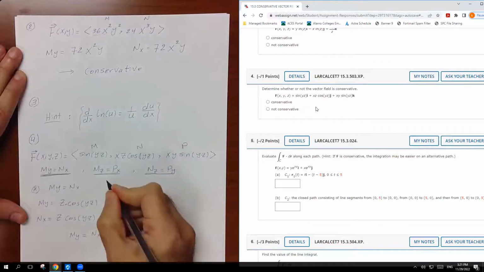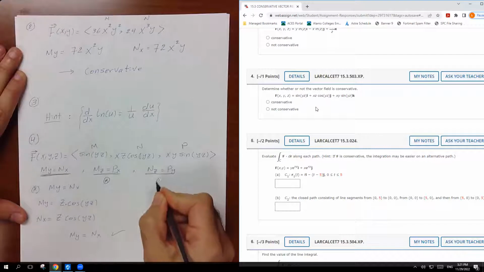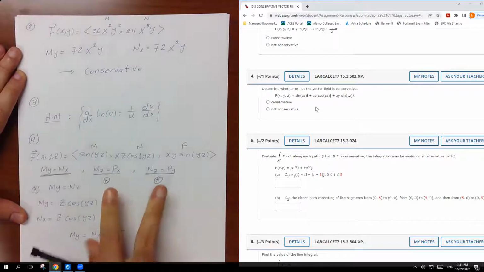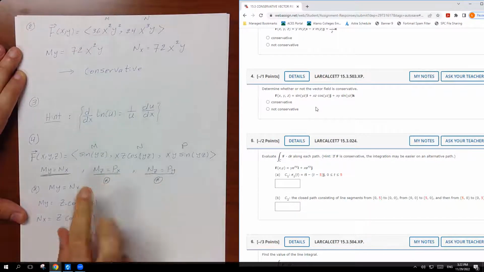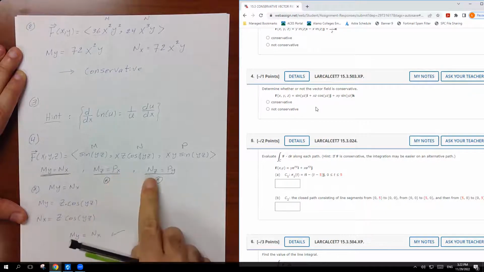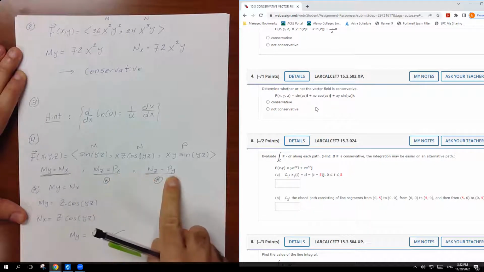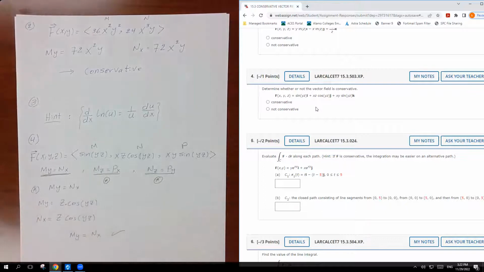Now you just have to check the second condition and the third one. Check if these are equal, m sub z equal p sub x, and n sub z equal p sub y. That means f is going to be conservative. So I'm going to leave that also for you to check the second condition and the third one.